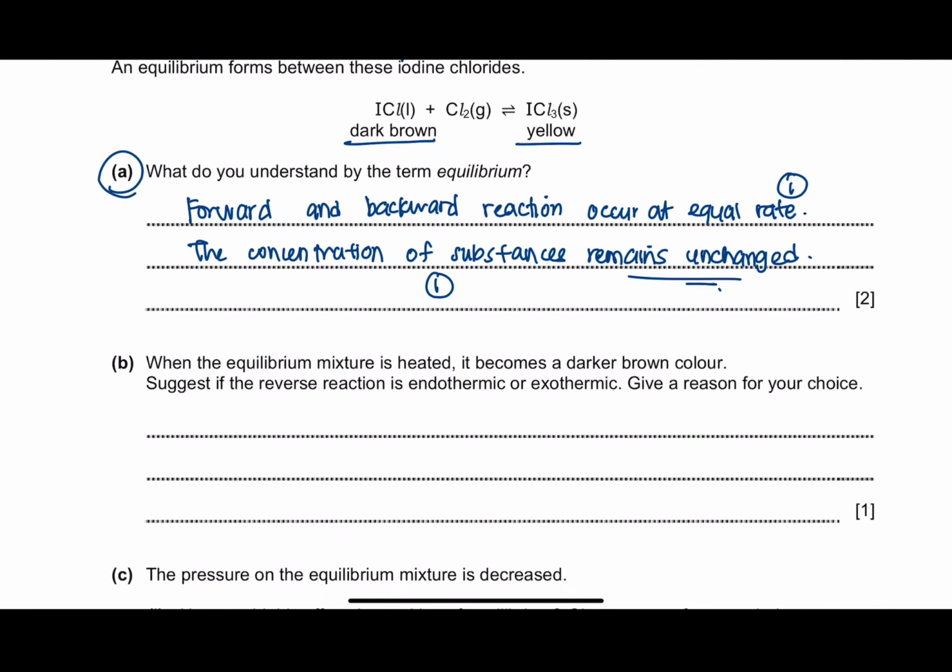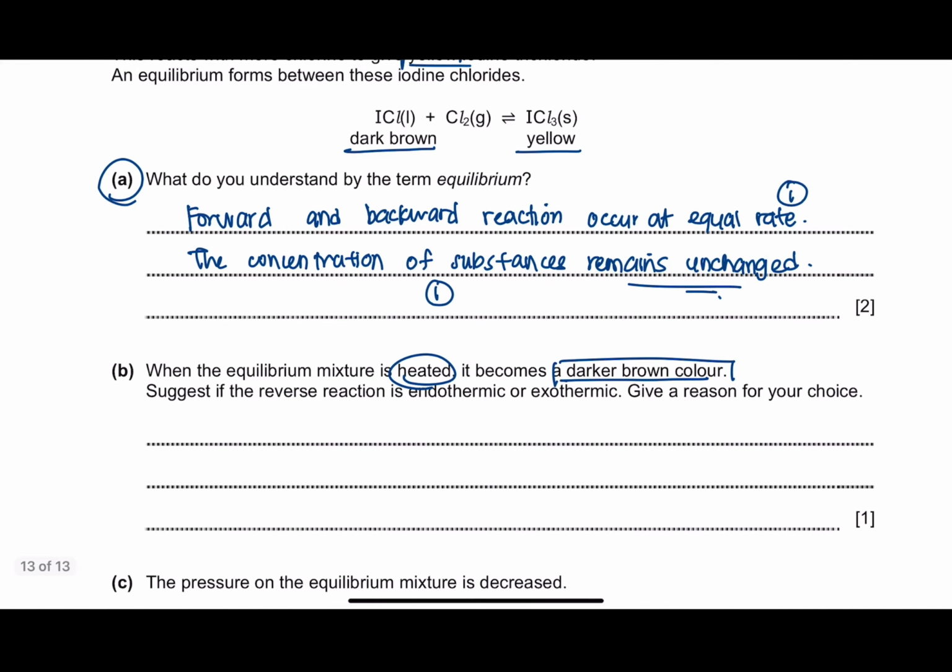Question B. It says then when the equilibrium mixture is heated, it becomes a darker brown color. A darker brown color means this one. That means your reactant has increased. It suggests if the reverse reaction is endothermic or exothermic. So now that you know your reactant has increased, what you need to do is determine whether it is endo or exo for reverse reaction, not forward reaction.